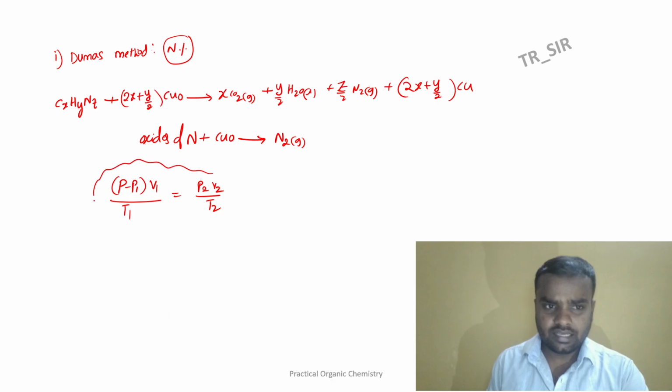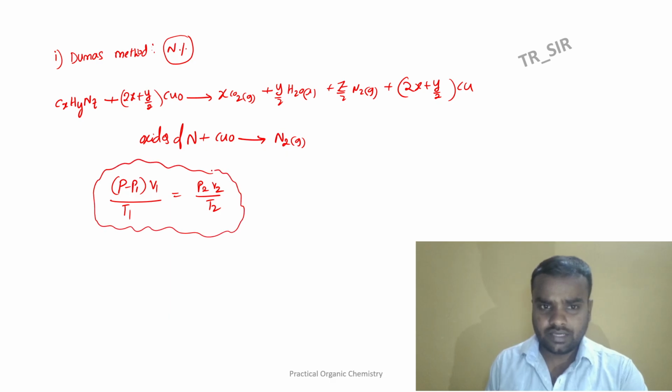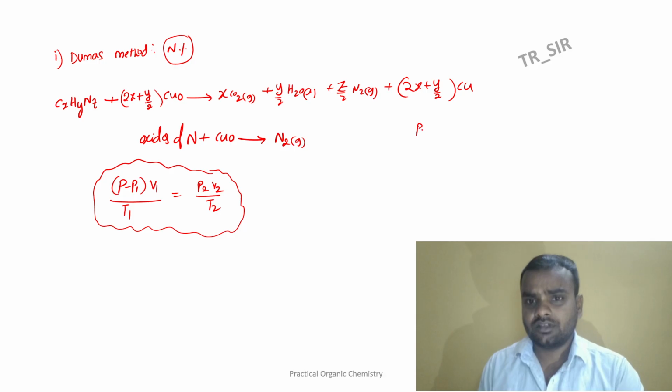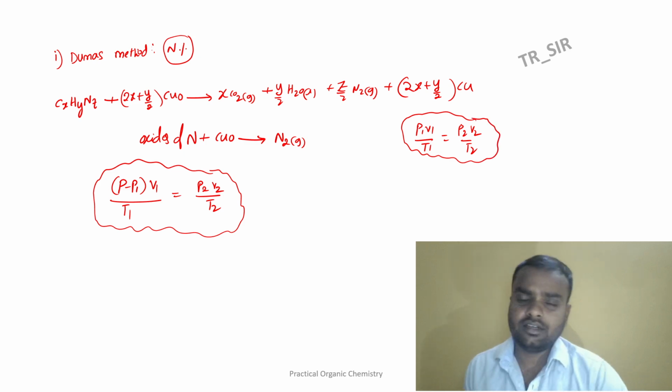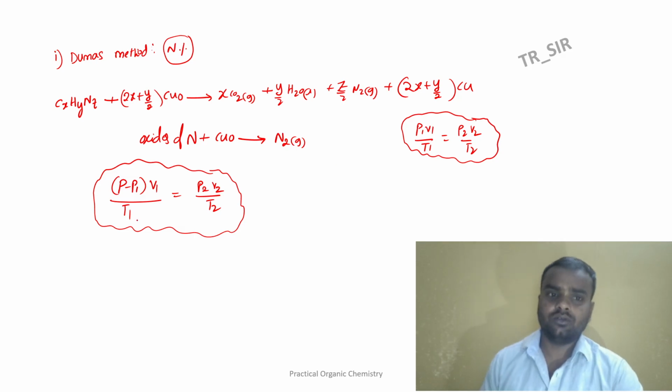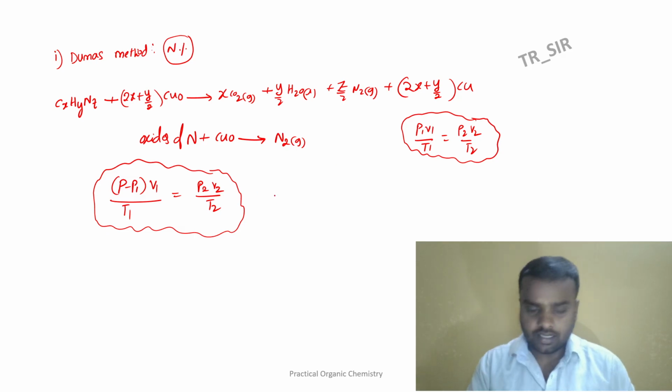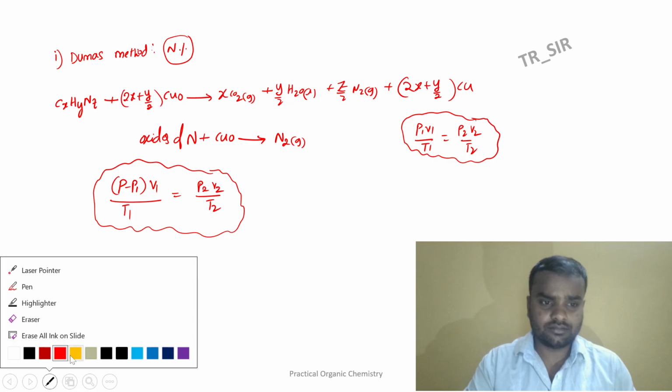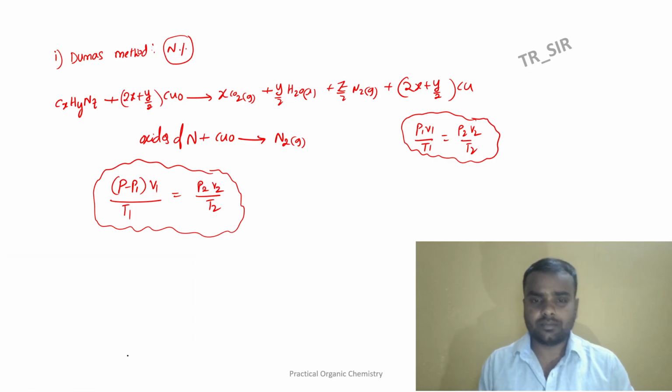Where has this relation come from? P1 V1 by T1 is equal to P2 V2 by T2. When the number of moles is the same, we can use this, from the ideal gas equation. What do these parameters actually represent?